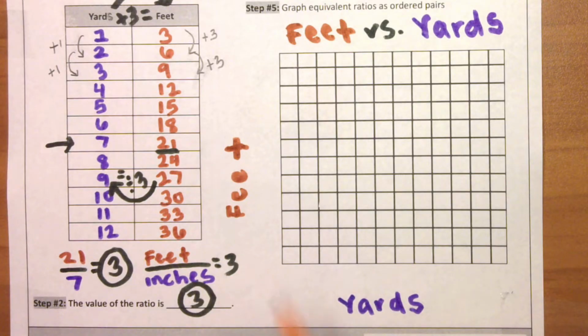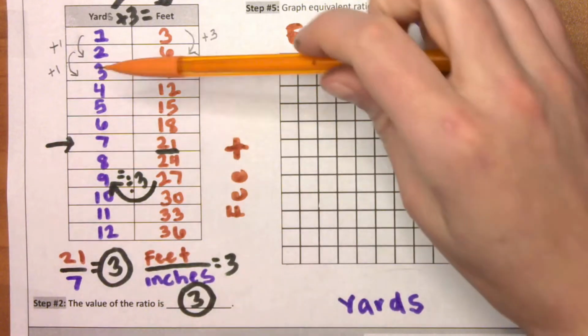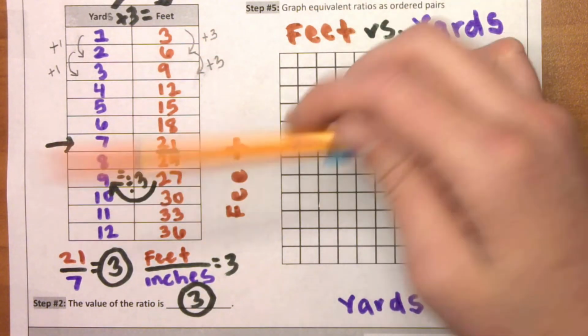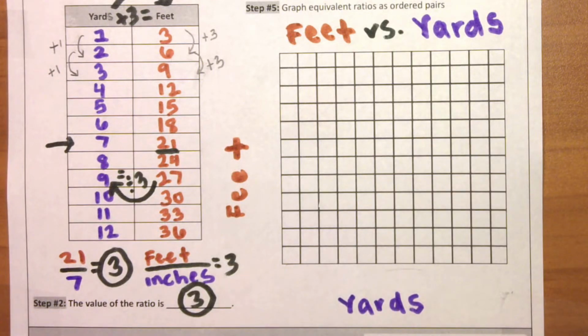Now, we need to figure out what we're counting by for our yards and our feet. Let's focus on our yards first. Okay, so we're counting by ones in our table. So I think it makes sense for us to just count by ones on our graph as well. On graphs, you can't count by ones and then suddenly count by fives. Whatever you decide, you have to stick with.